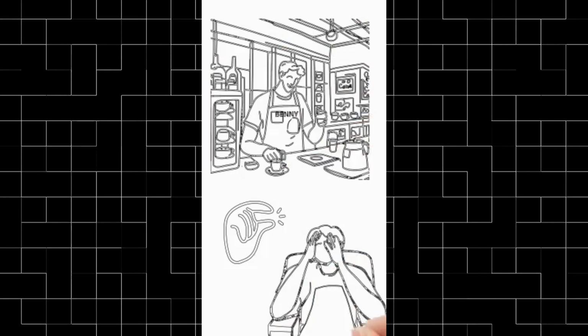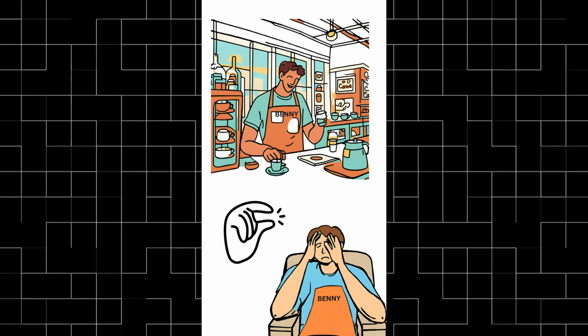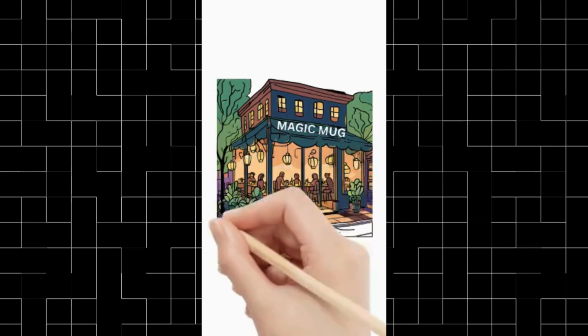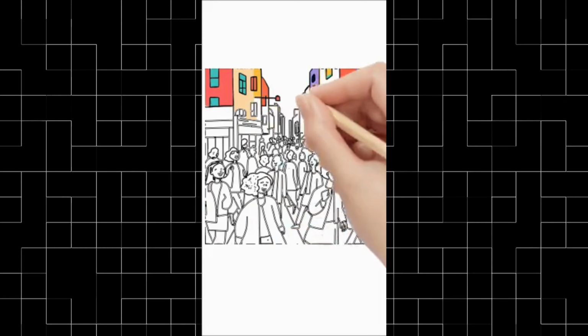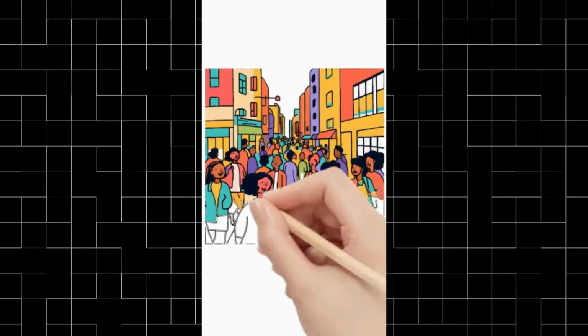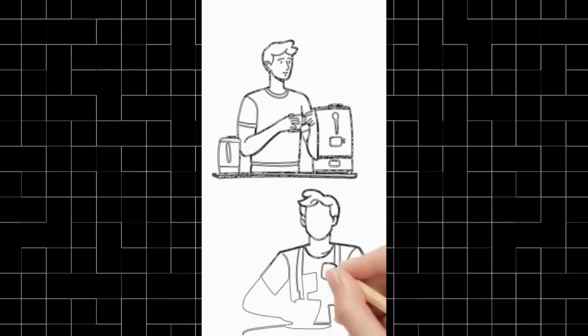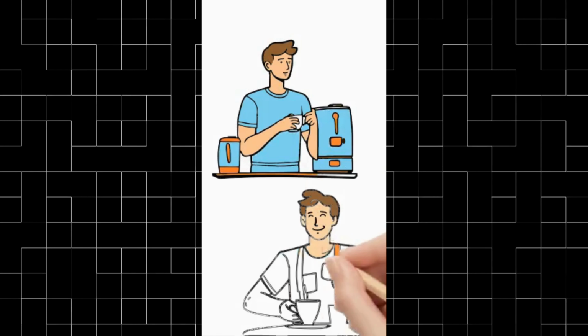Now, Benny loved his job, but he had a tiny problem. His shop was practically invisible. It was on a little street that everyone passed by but never noticed. It was like his coffee had an invisibility cloak. Benny knew he had to work some magic to get the word out.